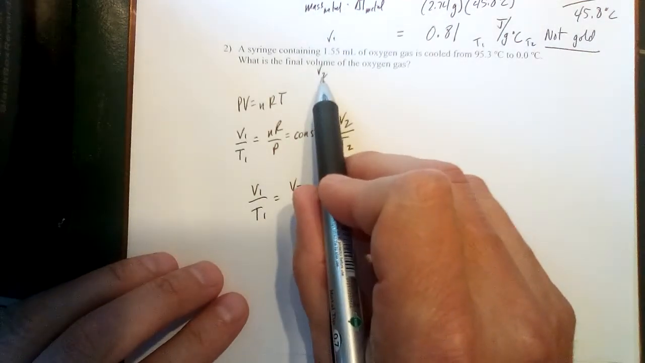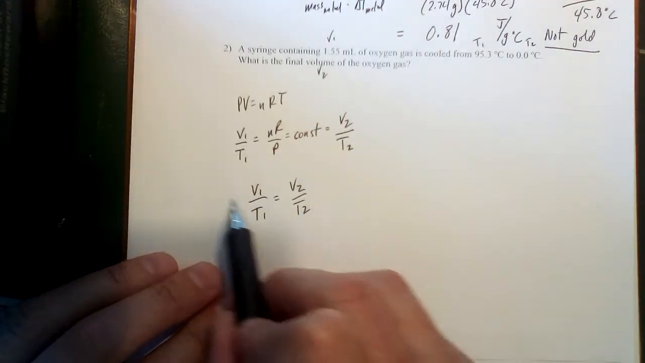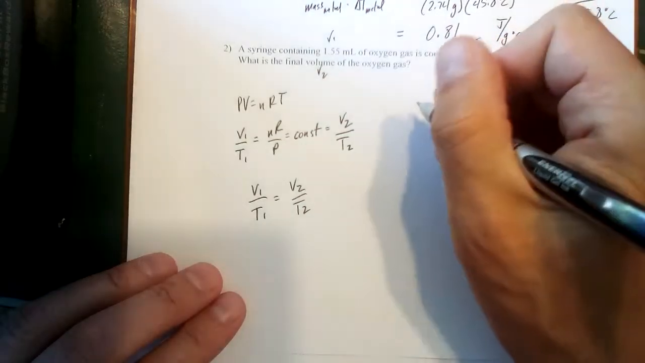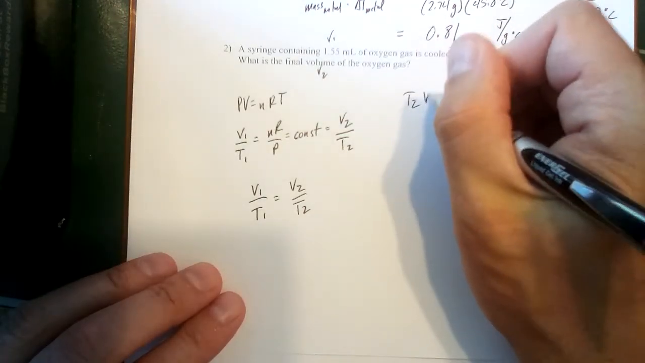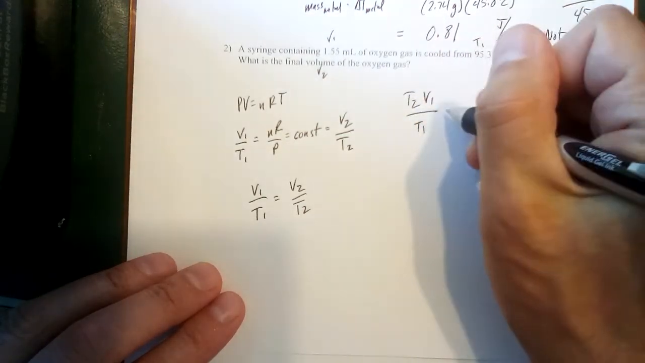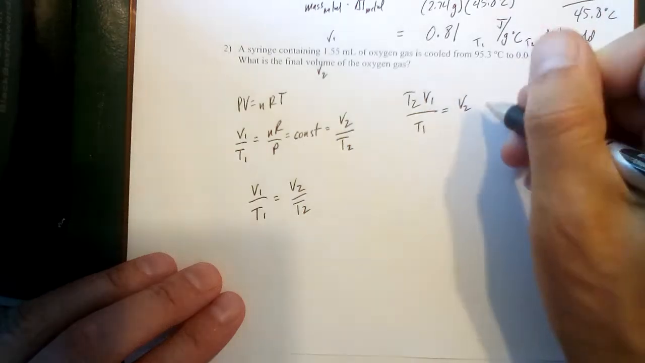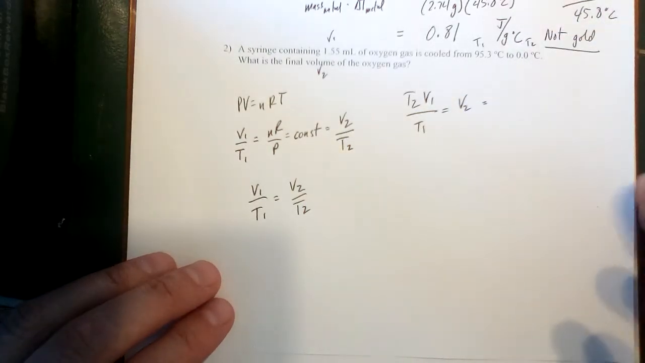Since we're solving for V2 here, we could rearrange, multiply both sides by T2, and we would end up with T2 times V1 over T1 is equal to V2. And from there, we want to plug in those variables.